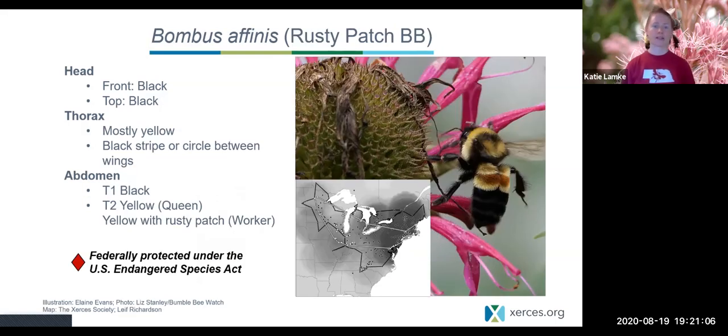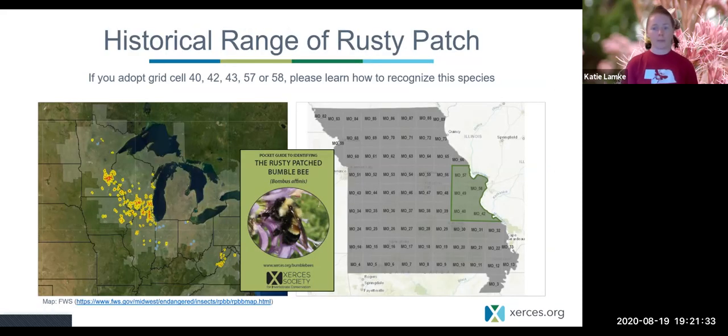And then lastly is Bombus affinis, or the rusty patch bumblebee. And Rich went over this species in the PowerPoint yesterday, but just to remind you, this is a federally protected species. So if you are going to come across this, on the next slide here, I think I have a map of it. If you do collect a species that has that rusty patch on the second abdominal segment, you are probably going to be in these green cells highlighted here.